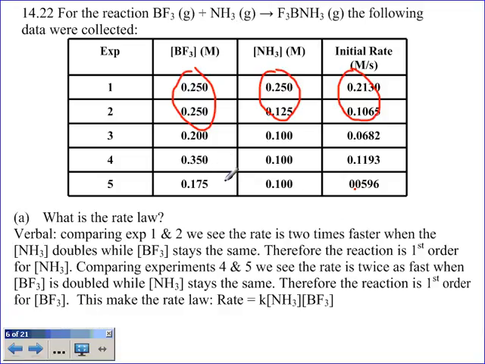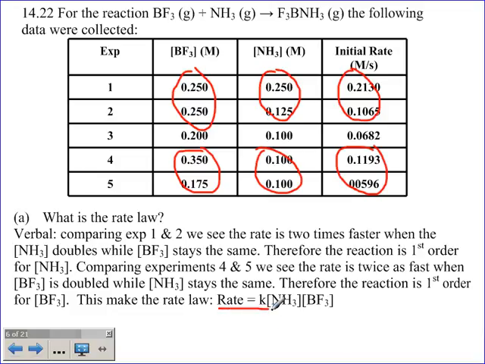Now I can take a look at experiments 4 and 5. Here, in 4 and 5, the BF3 is doubling, while the ammonia is staying the same. And again, the rates are doubling. So 4 is twice as concentrated as 5 is, and it goes twice as fast. So it's first order again.